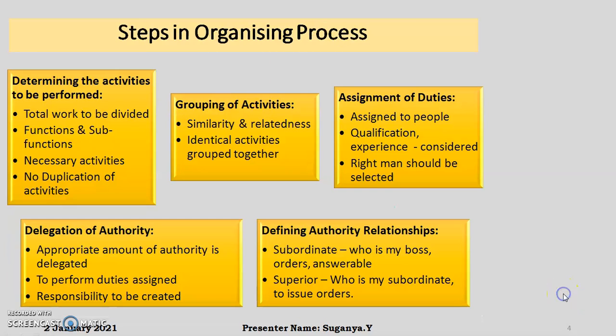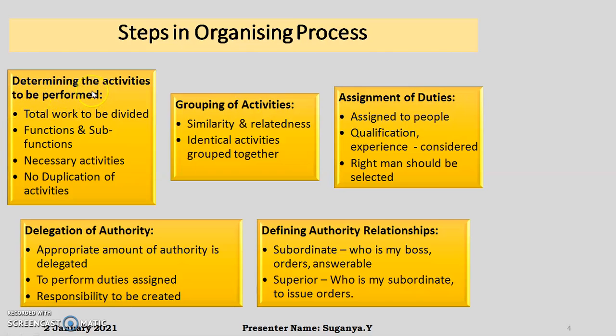Next we come to the important segment, that is, what are all the steps or stages involved in the organizing process. So far we had seen the meaning, definition, features and all those things. Now we are going to come to the steps involved in the organizing process. There are about 5 steps in the organizing process, and the first step happens to be determining the activities to be performed.